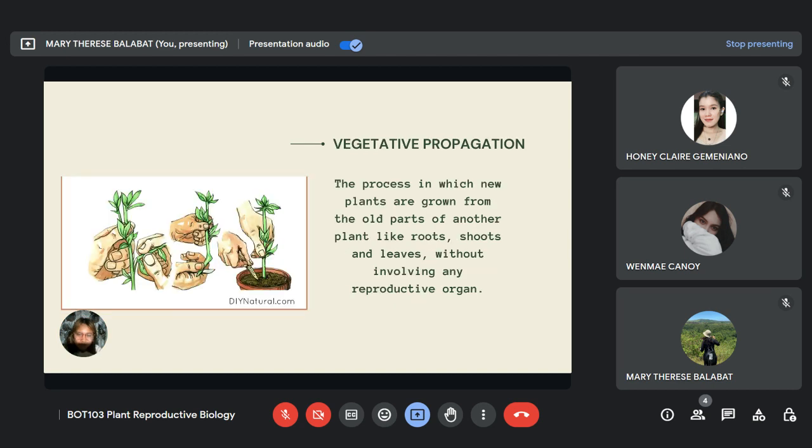Vegetative propagation. So it is the process in which new plants are grown from the old parts of another plant like roots, shoots, and leaves without involving any reproductive organ. So shown in the illustration is how to do a vegetative propagation. So first is cutting a shoot from the mother plant and then placing it in a pot with soil. So after a few days or weeks it will grow into a new plant.